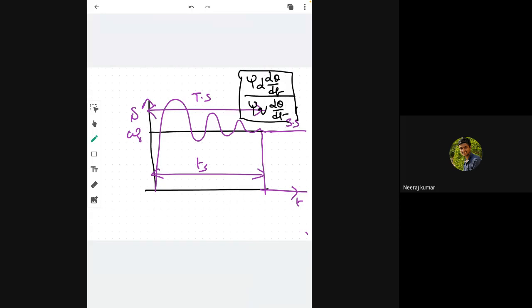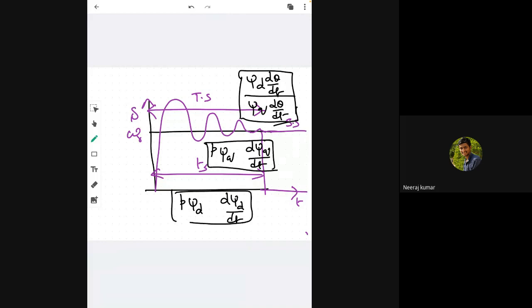During transient conditions, as well as disturbed conditions, P psi d, that is d psi d by dt, and P psi q, that is d psi q by dt, are predominant. These two are predominant in transient conditions. This is predominant in steady state conditions. This you can understand. So while going to the next chapters, we'll analyze the system with equations so that you can understand very well.